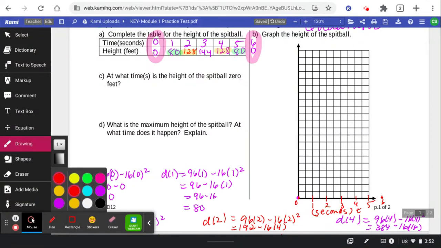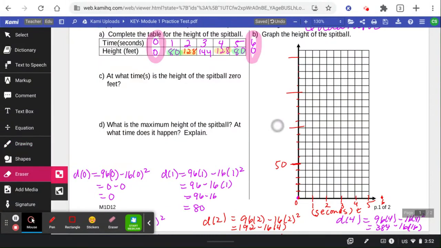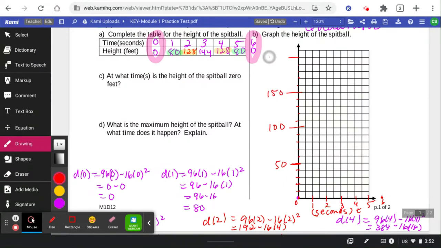Let's go see how many squares I have. 1, 2, 3, 4, 5, 6, 7, 8, 9, 10, 11, 12, 13, 14, 15, 16, 17, 18, 19, 20. So if I count by tens, it would be 10, 20, 30, 40, 50, 60, 70, 80, 90, 100, 150, 200. So we would get up to the 140.